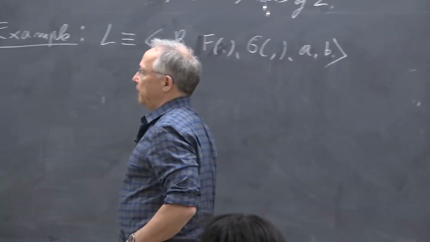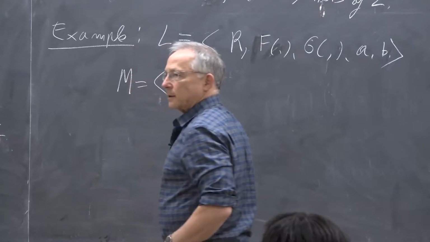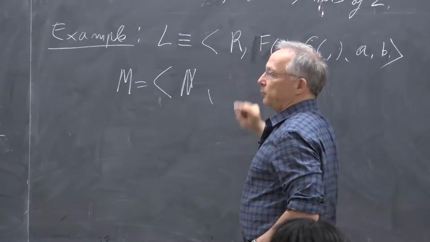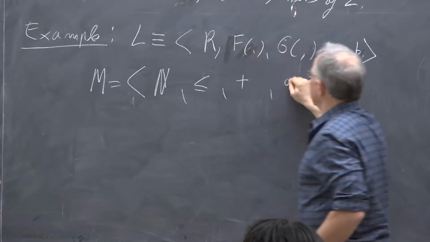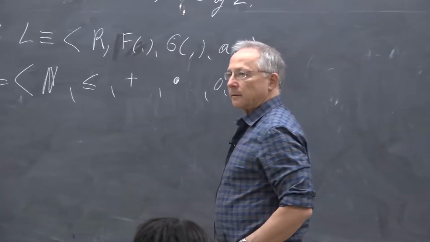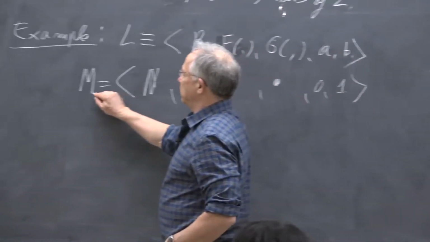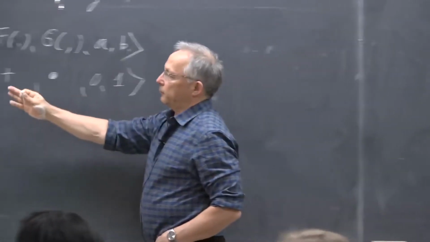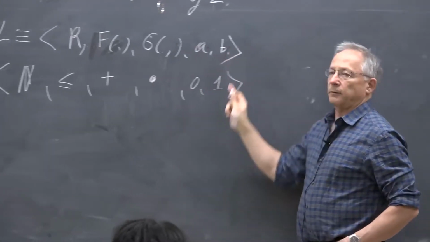And now I define a structure for this language. My universe is going to be the natural numbers. R is going to be interpreted as less or equal than. F is going to be plus. G is going to be times. A is going to be 0. And B is going to be 1. So this is one potential structure, let's call it M1. It consists of a universe set and an interpretation for every symbol that I have in my language.